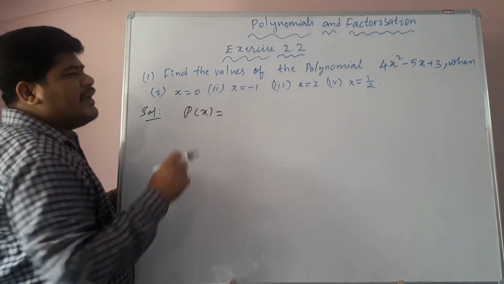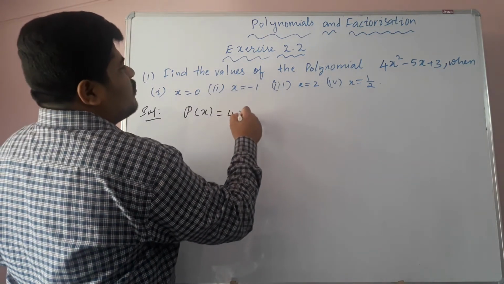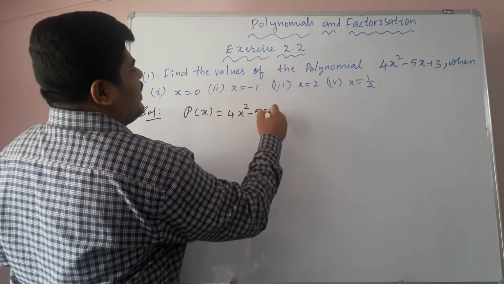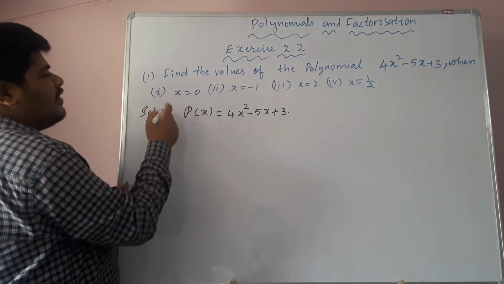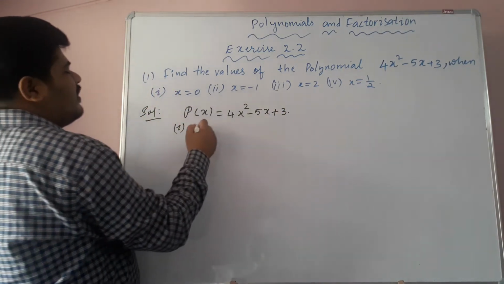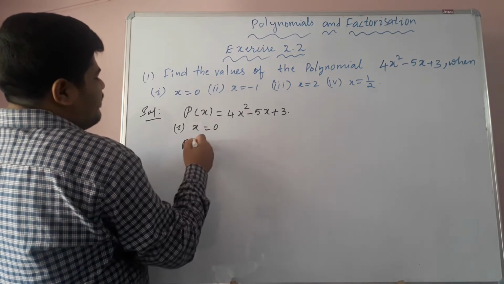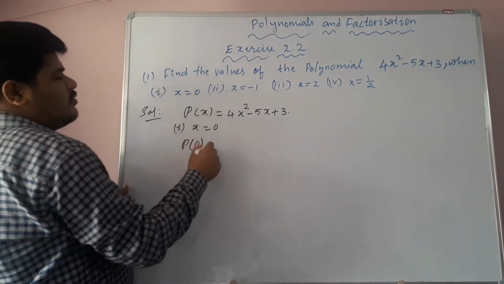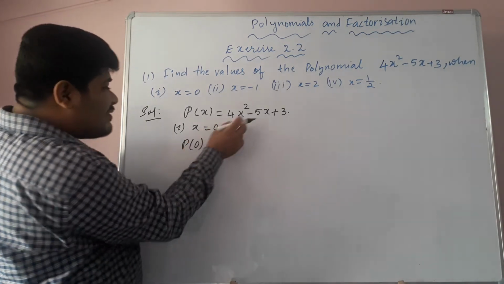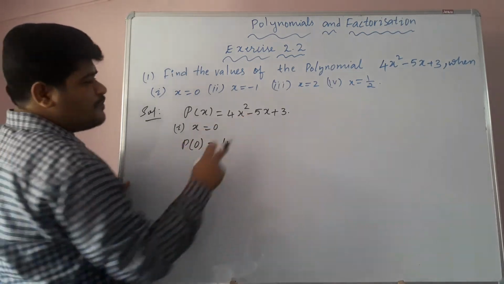Okay, so p of x is equal to 4x square minus 5x plus 3. So students, now they are asking us to find the values. The first one is at x is equal to 0. It means we have to take p of 0. So just replace x with 0. So p of 0 is equal to, wherever x is there, just replace it with 0.